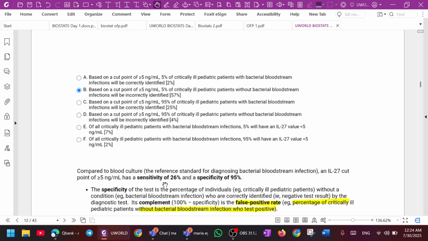Compared to blood culture, an IL-27 cut point of 5 nanograms per ml has a sensitivity of 26% and a specificity of 95%.